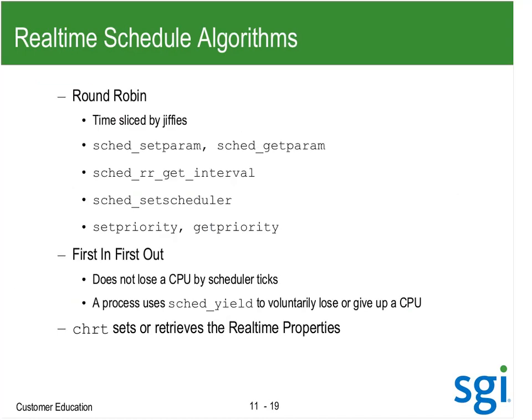So let me just show this. Real time. Again, round robin, you're time sliced by jiffies, and there are some real-time system calls to do things. And one thing you can do is first in, first out, which says you do not lose the CPU by the CPU scheduler. And the whole purpose of sched_yield is to give up a CPU. There is a command called chrt that can set or retrieve real-time priorities.